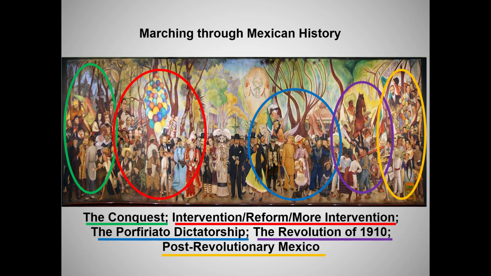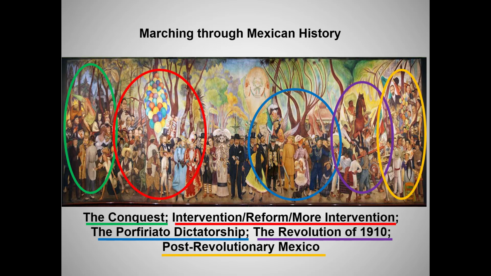Moving from left to right, the work begins with the conquest and the colonial period, circled in green. To the right is the 19th century wars of intervention, a reform movement led by Benito Juarez, and the imposition of a French emperor, Maximilian. This complicated period is circled in red.